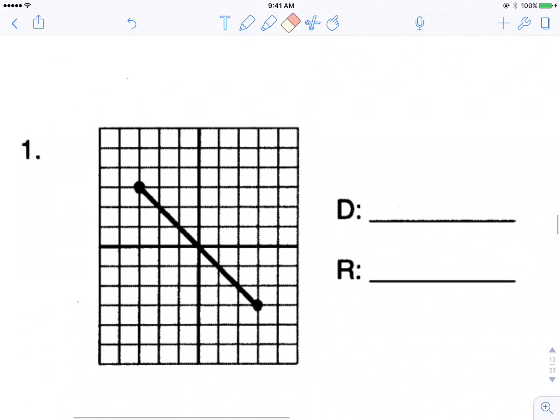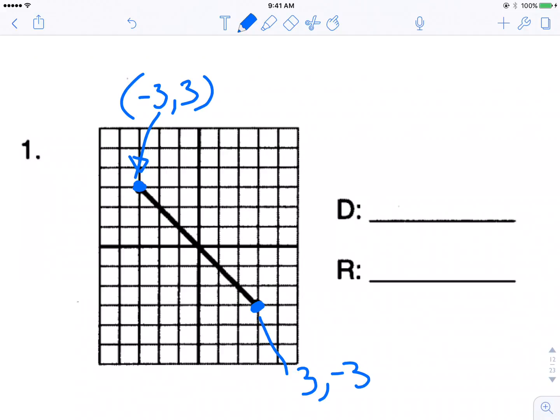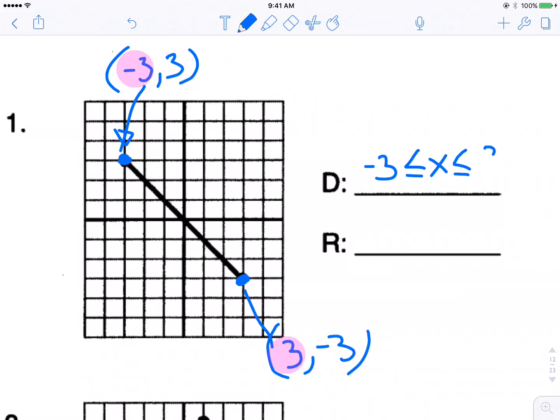Example 1. Domain and range. So here we have a non-continuous graph. I know it's non-continuous because I have a definite endpoint here and a definite endpoint here. What are the coordinates of this point here? Coordinates of this point are -3, 3. Coordinates at this point, 3, -3. Now remember, domain values are x values, which is this one and this one. Which one is our lowest? -3, less than or equal to x, less than or equal to, what's our highest? +3. Domain is done. x can be any values between those two and including those 2 points.